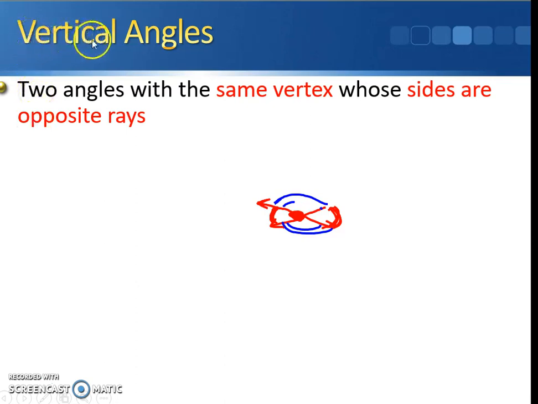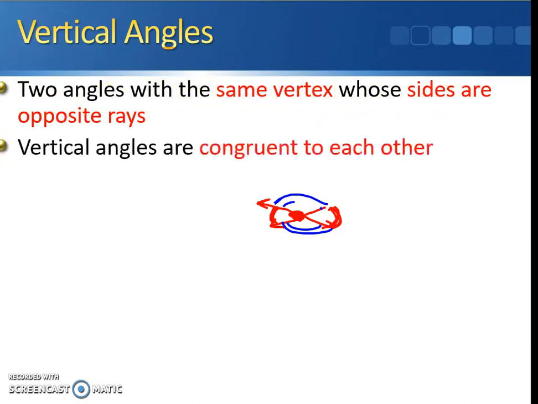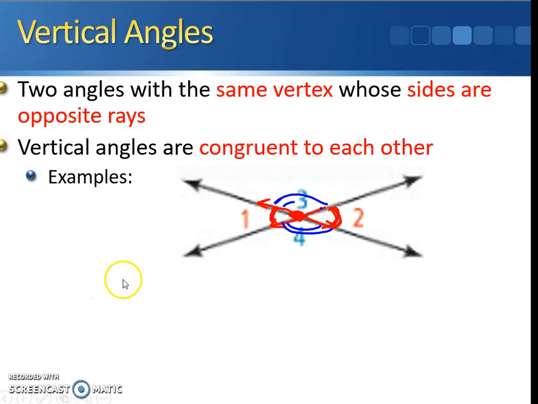Next thing we're going to do is vertical angles. Vertical angles mean two angles with the same vertex whose sides are opposite rays. Vertical angles are congruent to each other. For example, angle 1 and angle 2 are vertical angles. They are right across from each other and they actually are congruent, same. Angle 3 and 4 right here, those two are vertical because they are congruent and they're right across from each other. So they have same measurements.